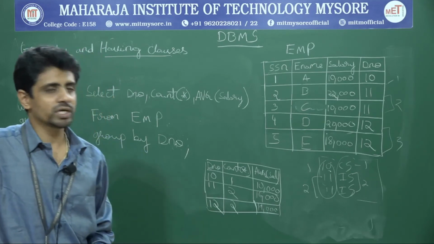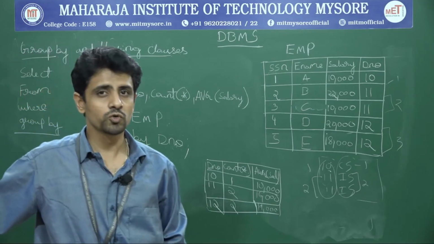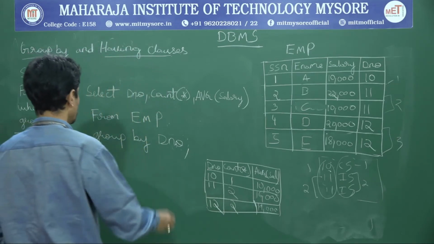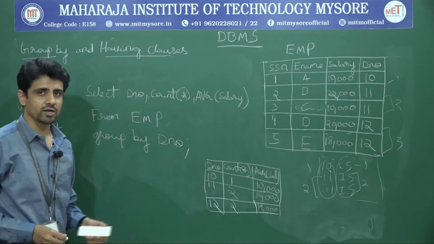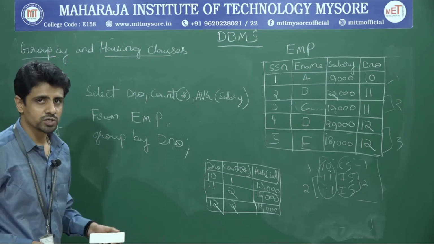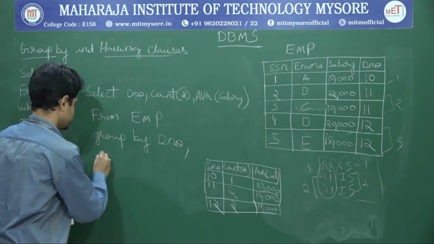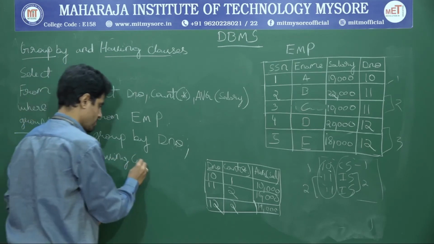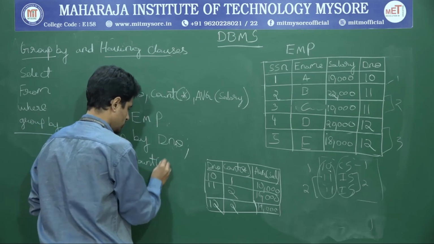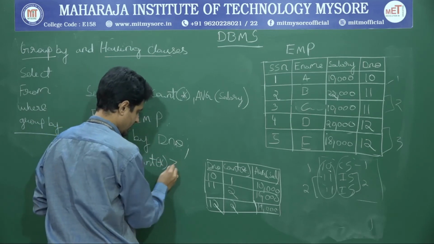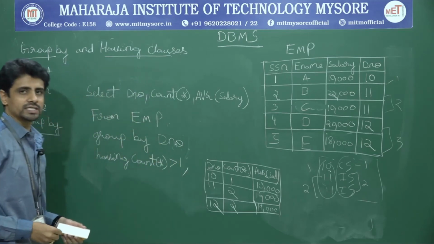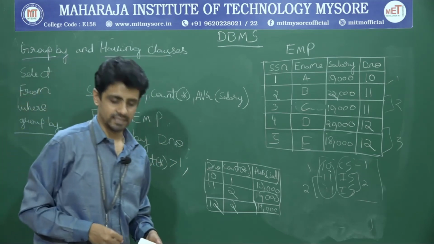So I am trying to put a condition now on these groups that you are creating. So what we need to do is we have one more clause called the having clause, which is being used for group bys. So having count star greater than 1. Now what is this having doing here? Let us understand.